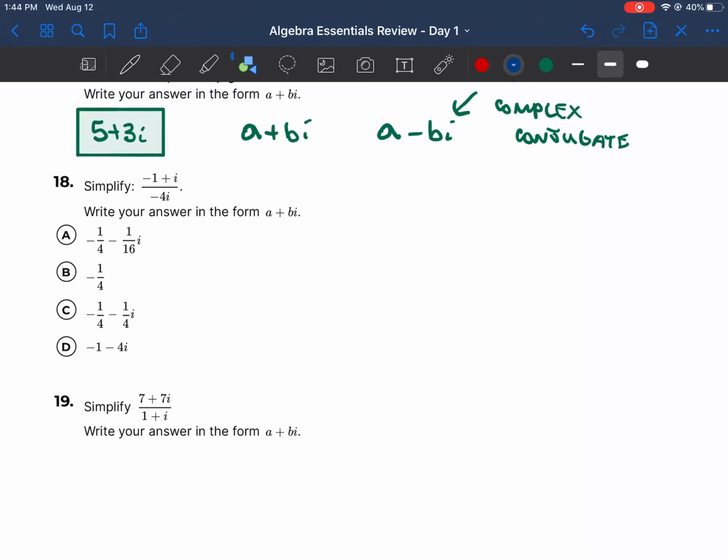Problem 18, simplify negative 1 plus i divided by negative 4i. Write your answer in the form a plus bi. In a problem like this, what we want to do is separate the fraction into different pieces. So negative 1 plus i over negative 4i, I'm going to separate into negative 1 over negative 4i plus i over negative 4i. I'm taking the denominator and splitting it into two separate fractions. The reason this is helpful is that we can now see the negative 1 over negative 4i is going to become positive 1 over 4i.